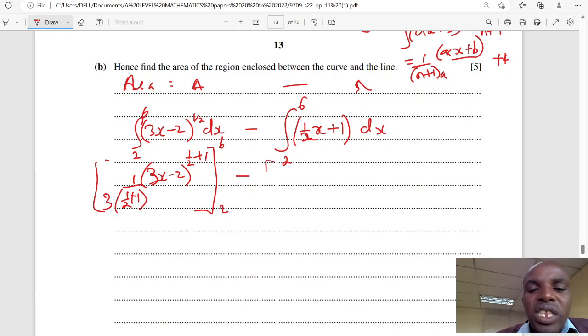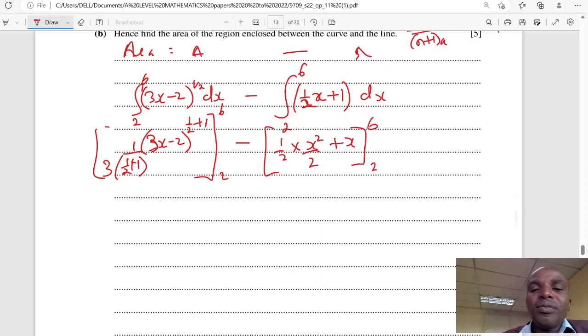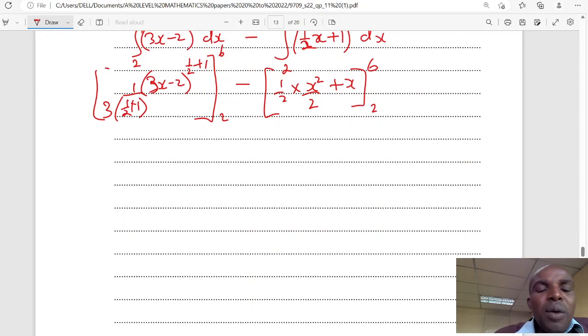Then minus, on this part, half times integrate x, you get x squared over 2. Then plus integrate 1, you get x. Then the limits are 6 and 2, like this. Right, simplify this part. Half plus 1 is 3 over 2. 3 times 3 over 2 is 9 over 2. 1 divided by 9 over 2 is 2 over 9.